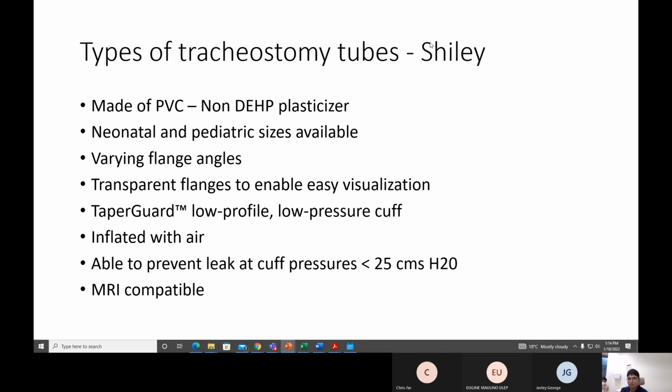So this one, the slides are in the wrong order. I talked about this Shiley. The Shiley is made of PVC, and the cuff is inflated with air, and it's MRI compatible.